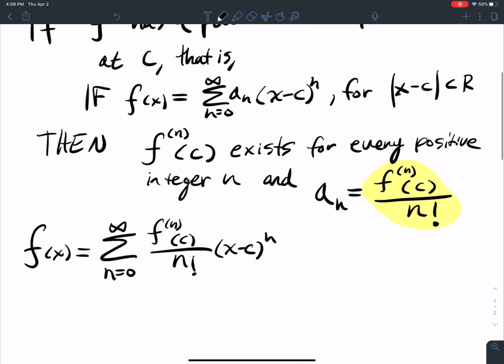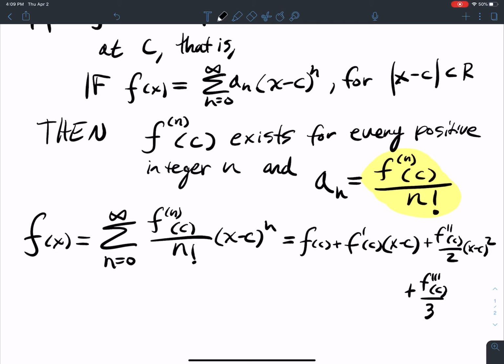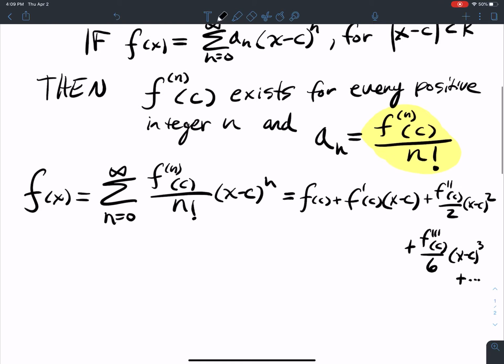So what is this equal to? This is equal to f of c plus f prime of c multiplied by (x minus c) plus f double prime of c over 2 times (x minus c) squared plus f triple prime of c over not 3 but 3 times 2, which is 6, times (x minus c) cubed, and so on forever and ever.